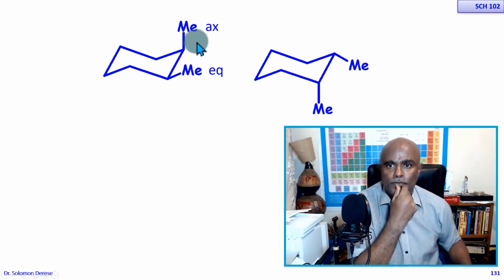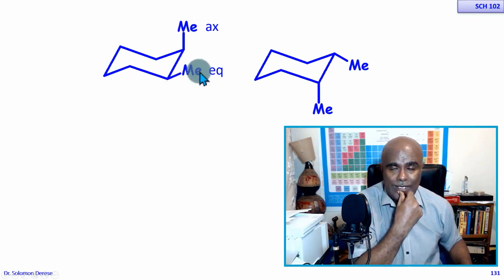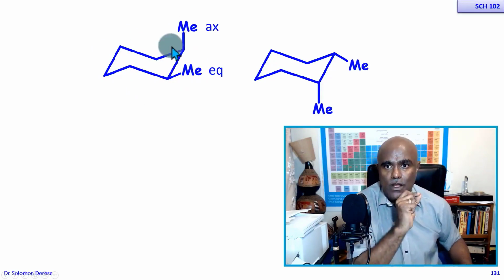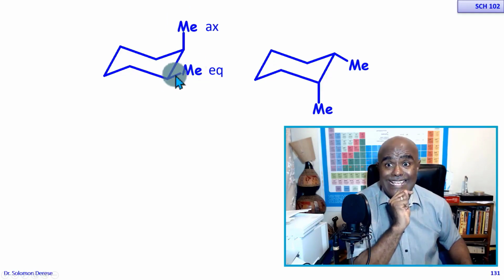Now, let us investigate the orientation of these two substituents in relation to the ring, whether they are on the same side of the ring or on opposite sides of the ring. So as you can see, this one is facing up, while this one is also facing up.